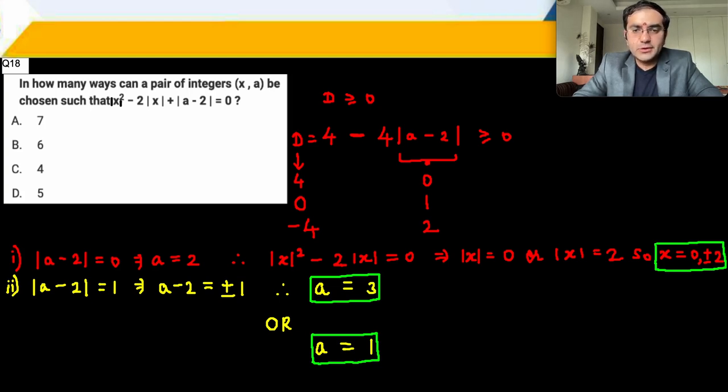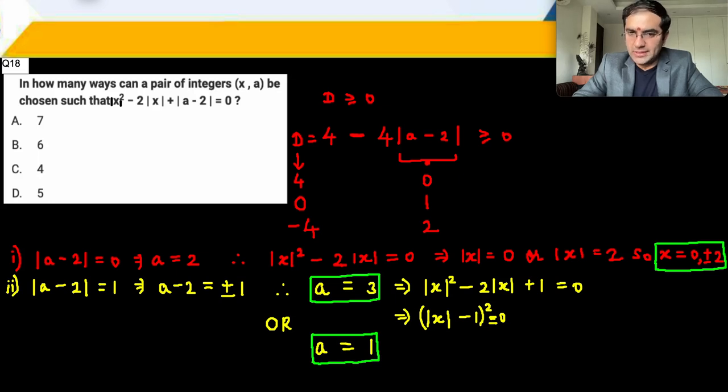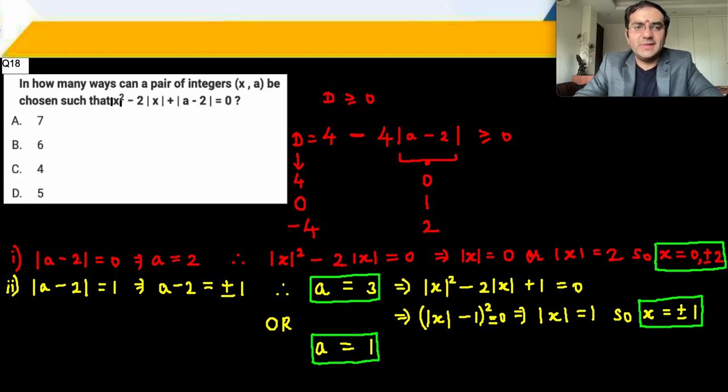Okay? Let us put a equal to 3 now. So you get mod x square minus 2 mod x, putting 3, plus 1 equal to 0. This is the expansion for mod x minus 1 whole square equal to 0, which gives you mod x equal to 1, which gives you x is plus minus 1. So for a equal to 3, I now have 2 more solutions. X is plus minus 1. And we'll solve the other case now. Okay?